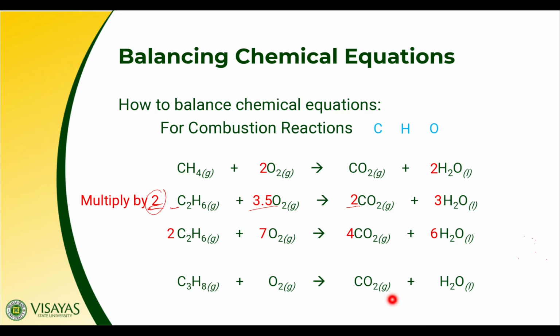Another example. This is still a combustion reaction. So again, we start with carbon followed by hydrogen and lastly oxygen. So on the reactant side, we have 3 times 1, so we have 3 carbon atoms. On the product side, we have 1 times 1, so we only have 1. So to balance this, we have to add a coefficient 3 in here.